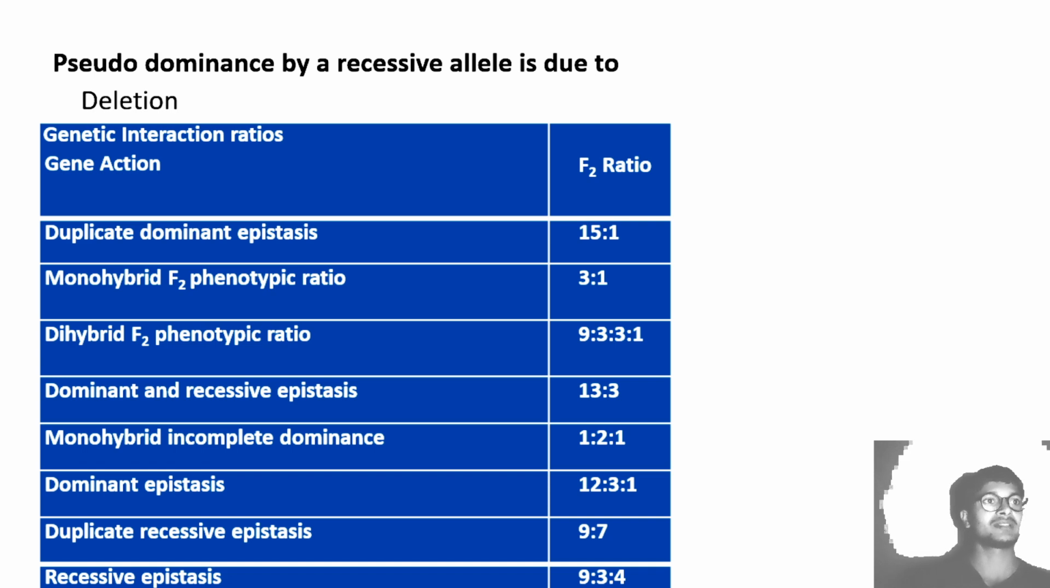Okay, so this is the table of F2 ratio and genetic interaction ratio, gene action F2 ratio. Duplicate dominant epistasis ratio is 15:1. Monohybrid F2 phenotypic ratio 3:1. Next, dihybrid F2 phenotypic ratio is 9:3:3:1. Next, dominant and recessive epistasis is 13:3. Next, monohybrid incomplete dominance is 1:2:1. Next, dominant epistasis ratio is 12:3:1. Next, duplicate recessive epistasis ratio is 9:7. Next, recessive epistasis ratio is 9:3:4. This table is very important.